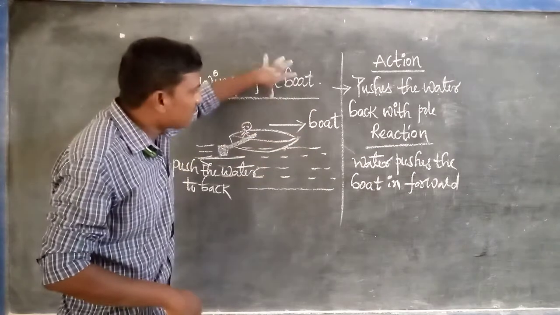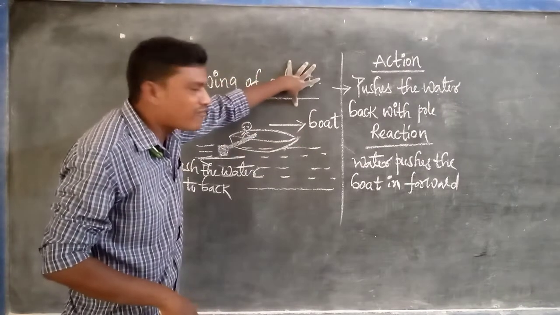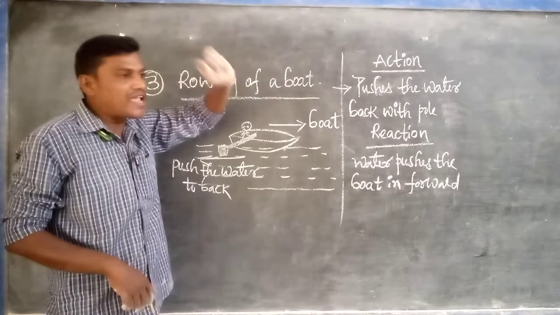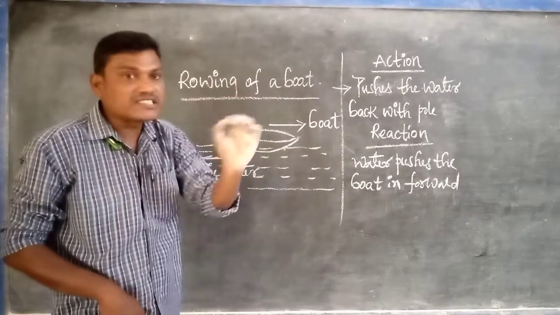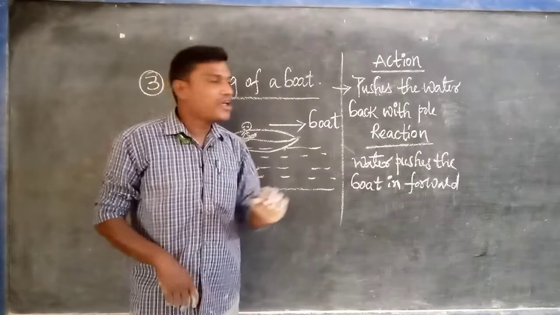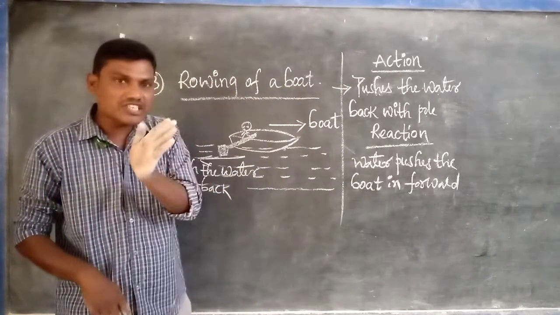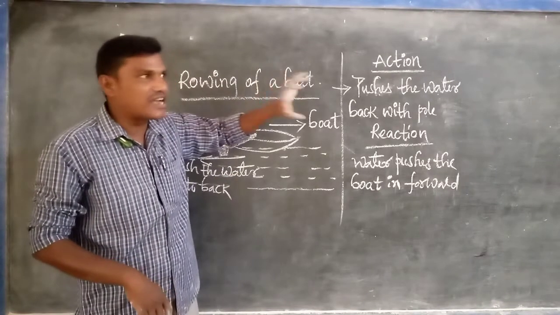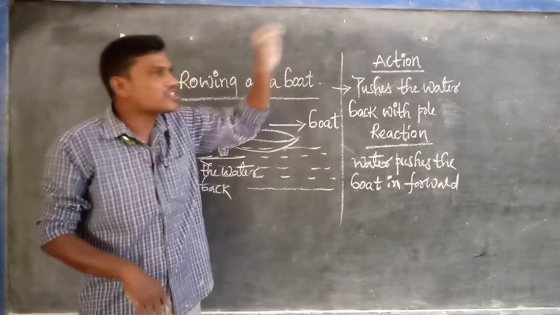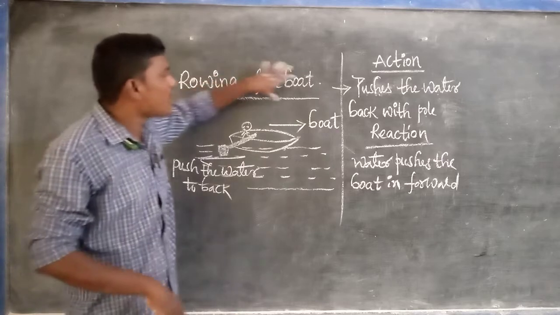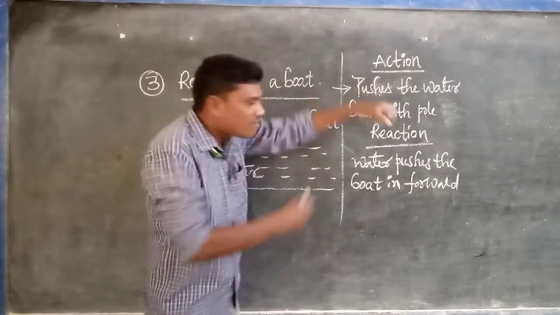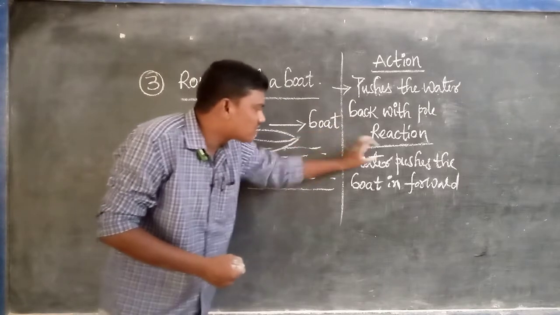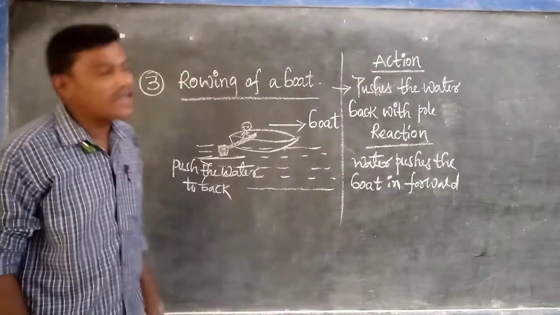Not only this one, for the examples of Newton's third law of motion, given any one of the statements, like in the motion of a rocket, which is the action and which is the reaction. In the rowing of a boat, which is the action and which is the reaction. Like that. That's why you can write separately or mention which is the action and which is the reaction. In the rowing of a boat, pushes the water back with the pole, that is the action, and the reaction is water pushes the boat in forward, that is the reaction.